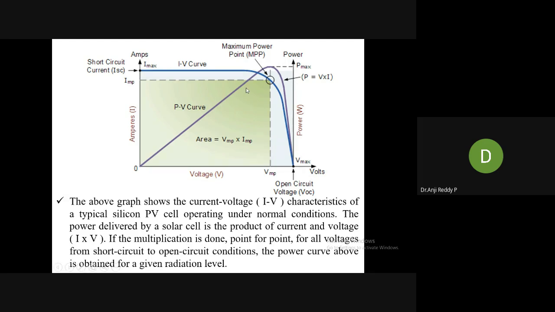In the first point, I explained the IV characteristics. How can we calculate the power? In what range? From short circuit to open circuit, we calculate the power values. The power graph is also given here.